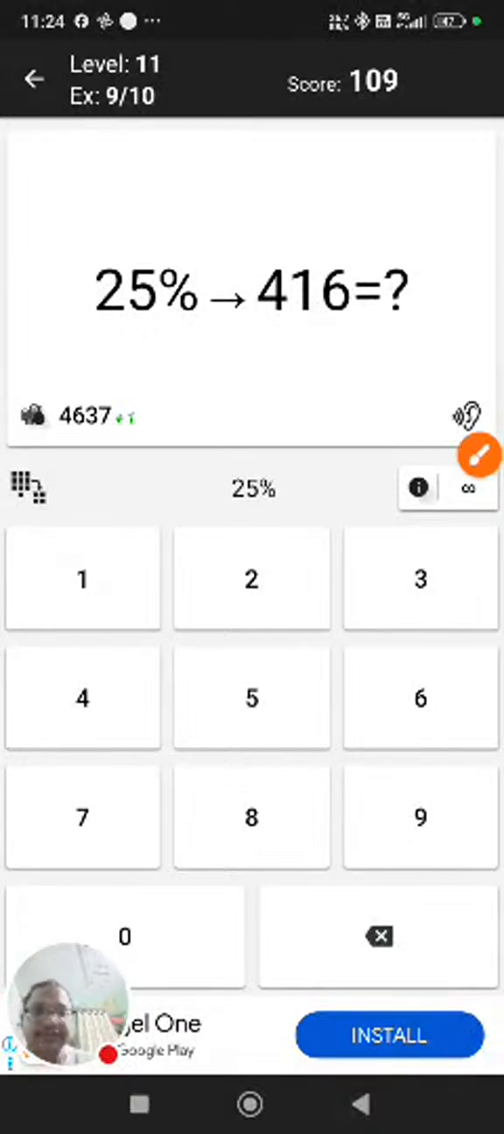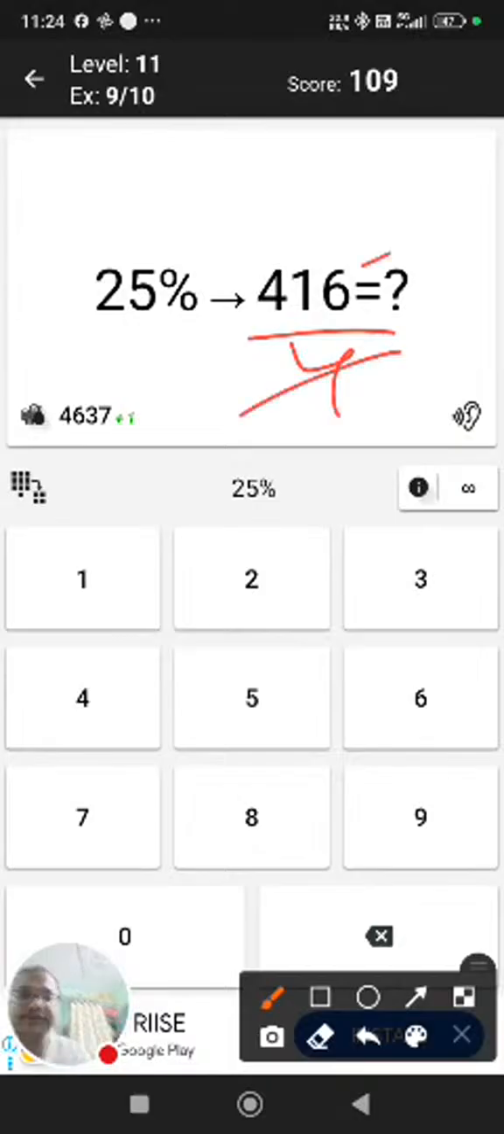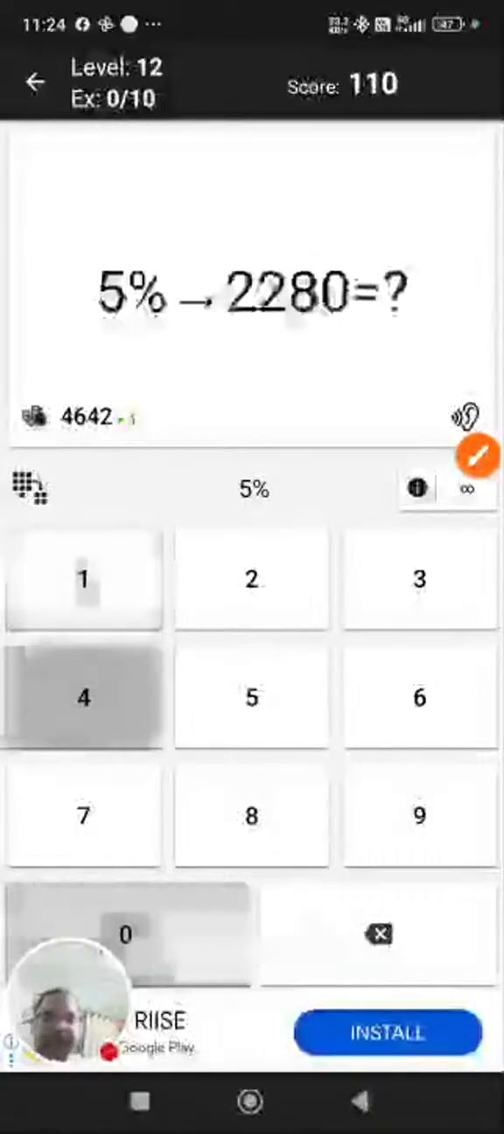Next 25 percentage of 416 means divided by 4. 4 1 times 0 times, answer will be 104.